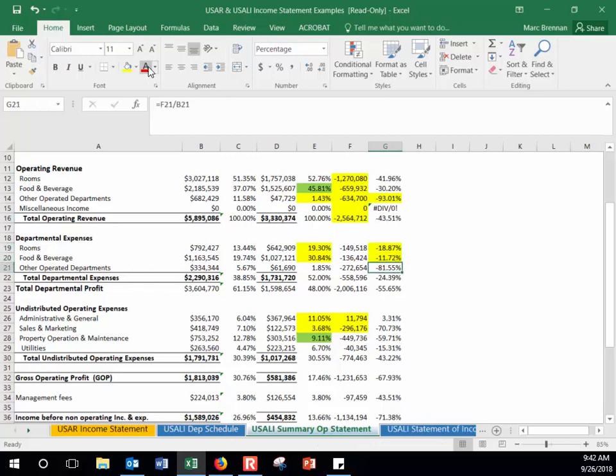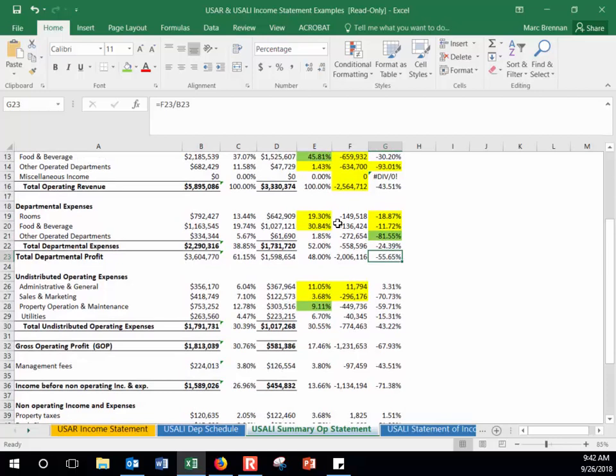My other operating departments, okay, this would be good, but they also went down by 93% as compared to total revenue. So is it good enough? I'd look back at that departmental schedule. Okay.